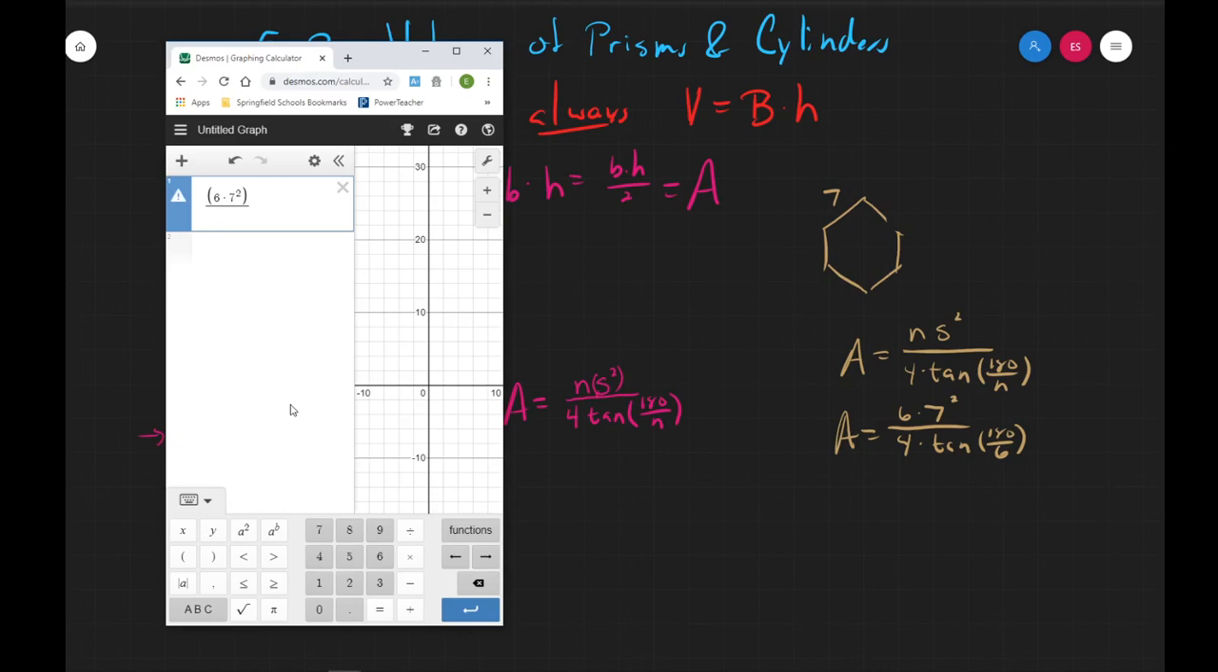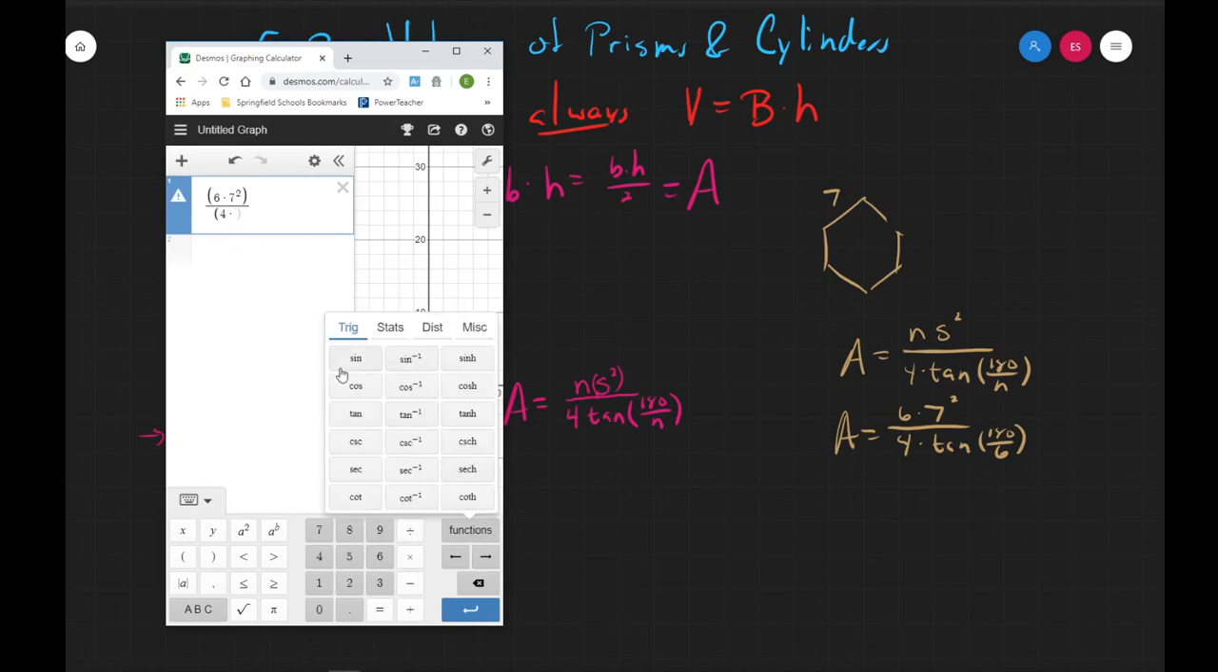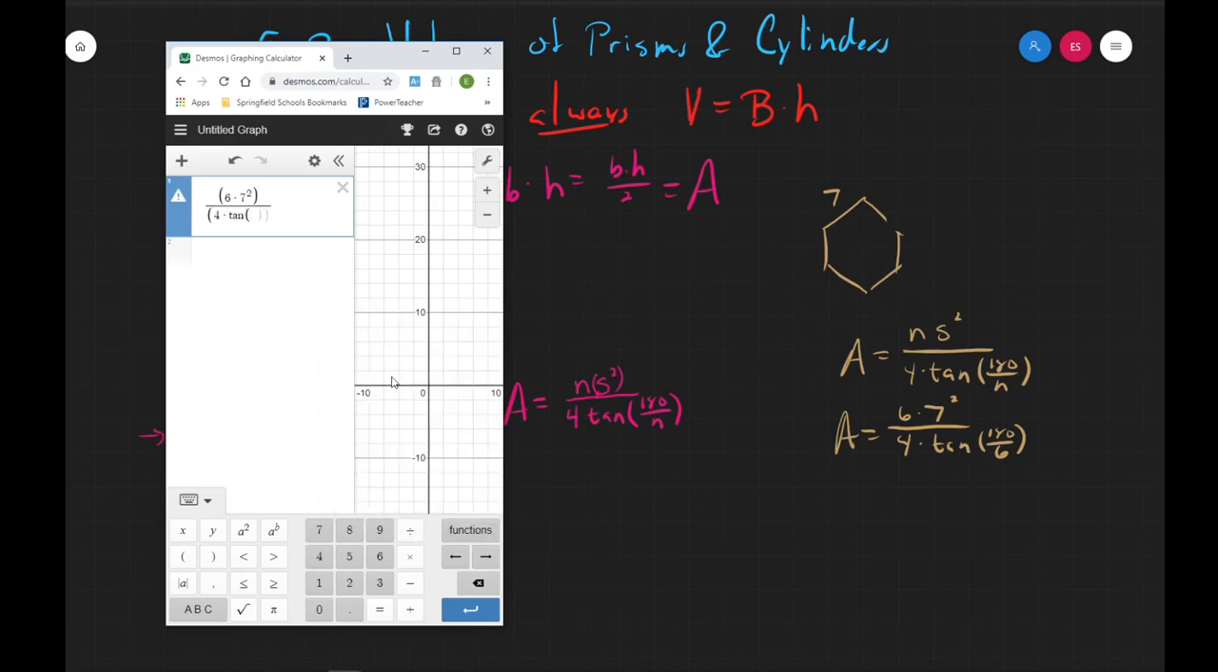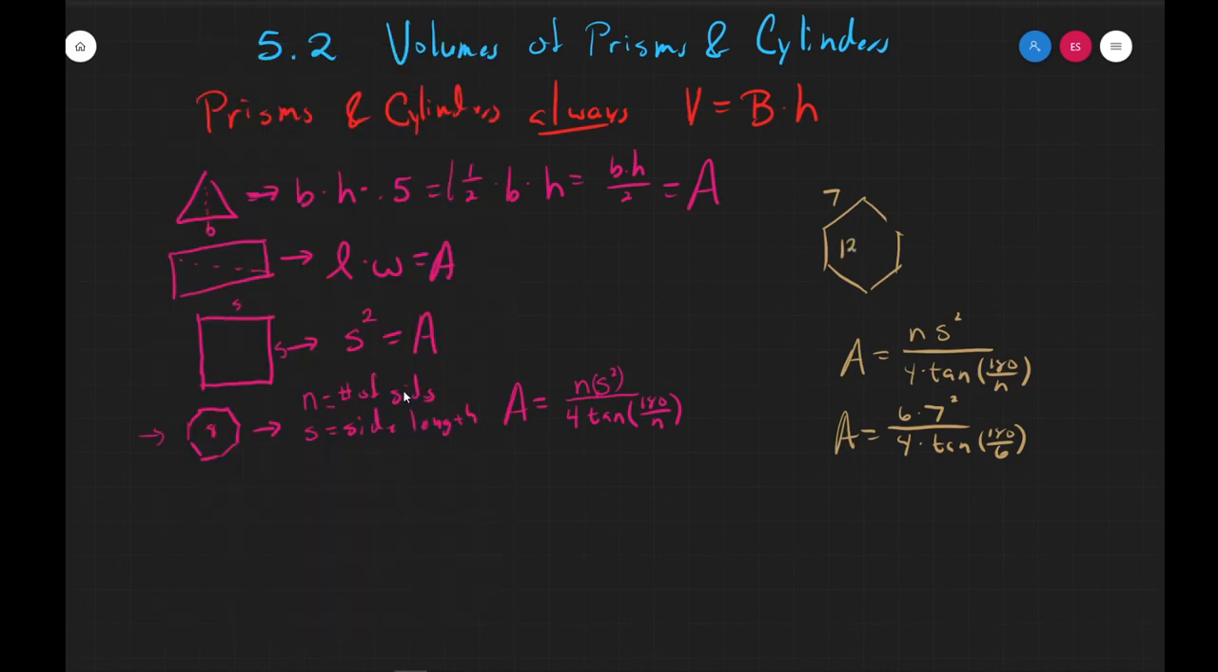Divided by, it'll move down our fraction to the bottom. Best practices say to put the bottom in parentheses as well. So 4 times tangent, we go down to our functions menu, find our trig stuff. 4 times tangent of 180 degrees divided by 6. And then we get that the area of our hexagon, our total area, is going to be 127.3 square units. Okay, that's our area for this hexagon.